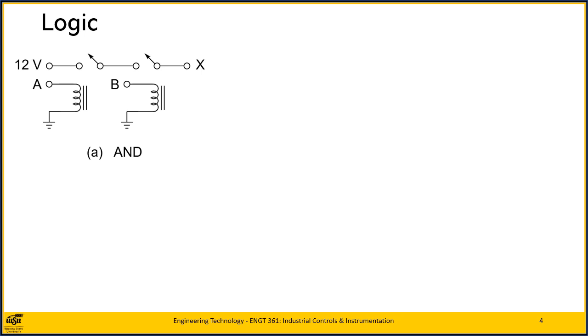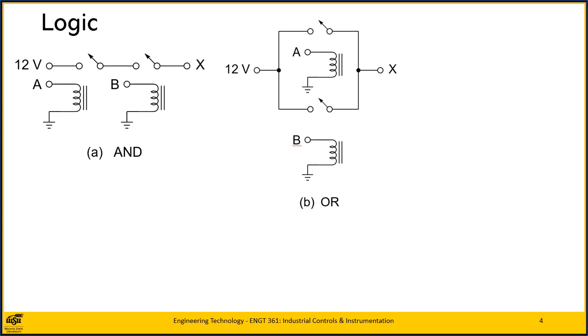When a voltage is applied to coil A, it causes the switch contact to move from open to close. The same for relay B. Remember, the drawings show the switches when the relay coils are not energized. For an OR gate, if either relay A or B is energized, the output X receives a voltage. For a NOT gate, if relay A is energized, the output is 0 volts. If it is not energized, the output receives a voltage.